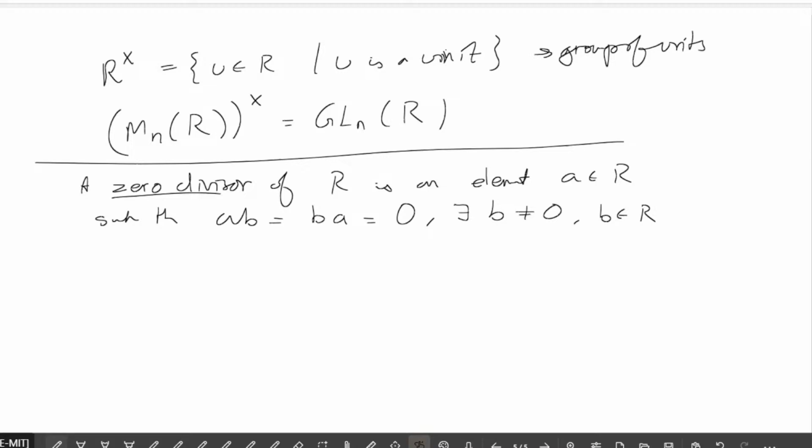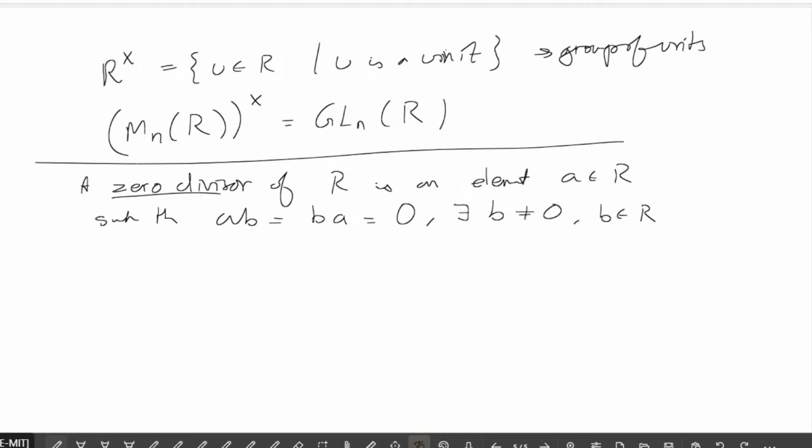Some textbooks take A also to be non-zero to call it a zero divisor, so zero is not allowed. But most of the statements that we make work if we take zero also to be a zero divisor. Because what is the meaning of zero divisor? Something that is a factor of zero, a divisor of zero. That means that multiplied with something non-zero should give zero.